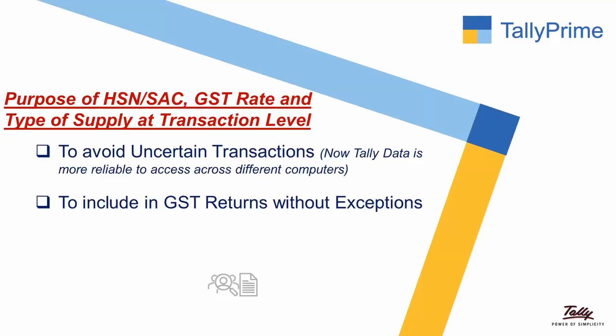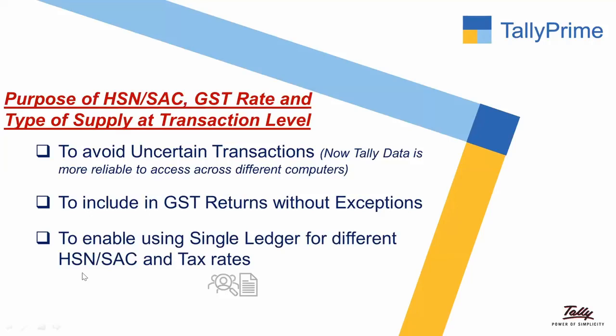I also have showed you, but in our example, since I have not mentioned the supplier invoice number and supplier invoice date, it just went into the exception range. But beyond that, for the sake of HSN code or for the sake of GST rate, it doesn't show any uncertainty. Then, to enable using a single ledger for different HSN and SAC and tax rate.